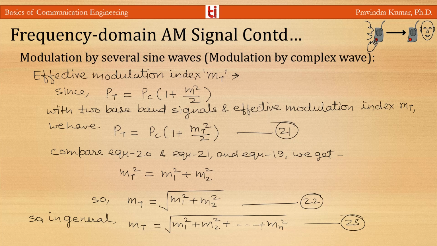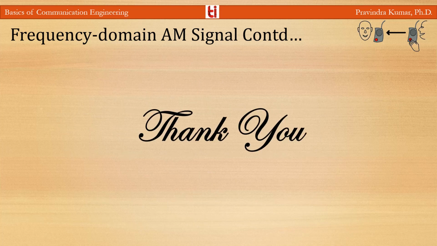And this is the end of this lecture. Here we have discussed the frequency domain description of the AM signal, bandwidth of the AM wave, power in the AM wave, transmission efficiency, and modulation by a complex wave, or you can say composite signal, and effective modulation index. This was the seventh lecture of the lecture series on basics of communication engineering.